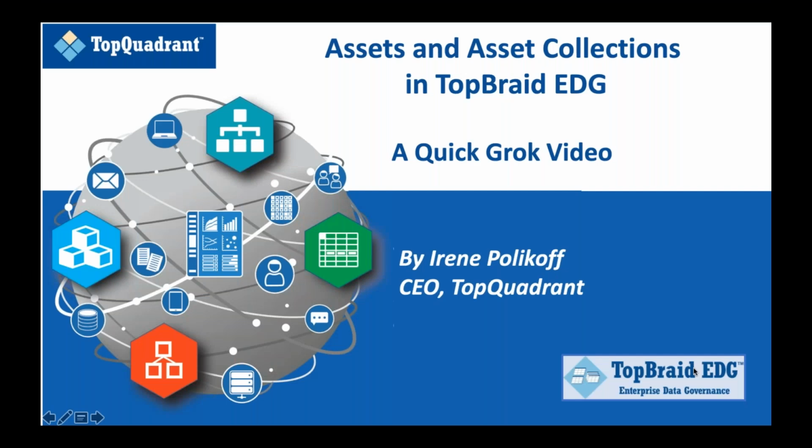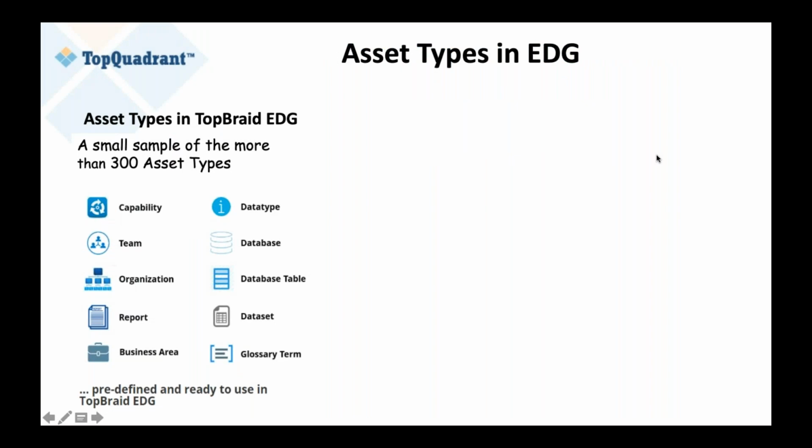Hello, in today's video we'll talk about assets and asset collections in TopBraid EDG. TopBraid EDG is used to capture and govern different assets. An asset is anything you may want to capture and manage in TopBraid EDG. TopBraid EDG is shipped with many predefined types of assets, in fact, more than 300 different asset types. And you see some examples of these asset types here.